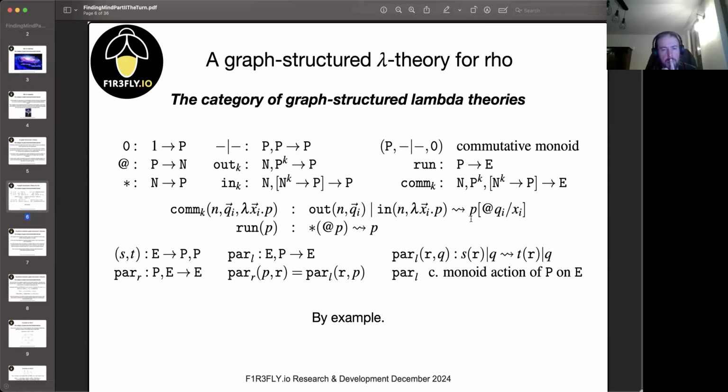I see, but if out takes a name and a bunch of processes and produces a process, picks basically the choice, right? No.